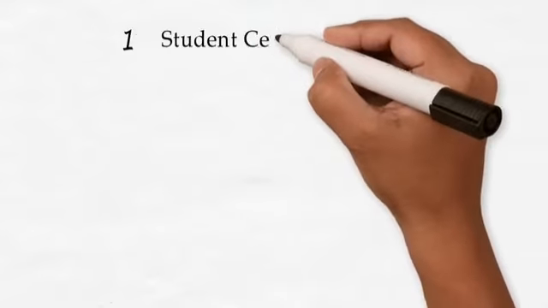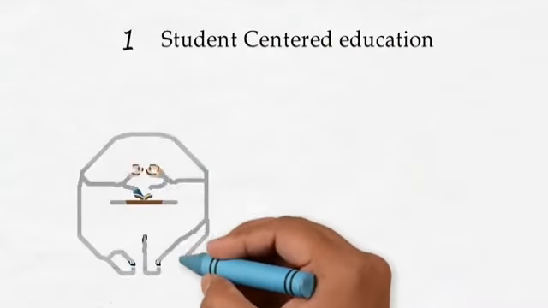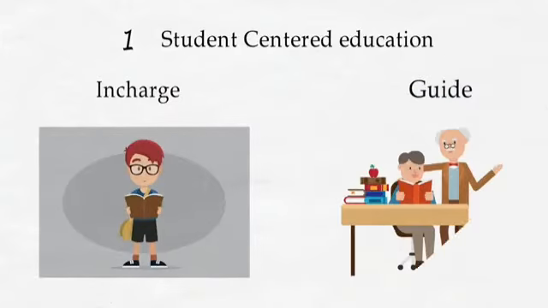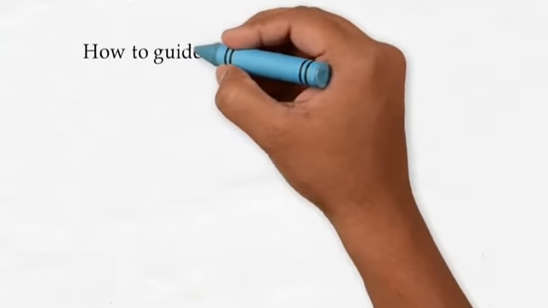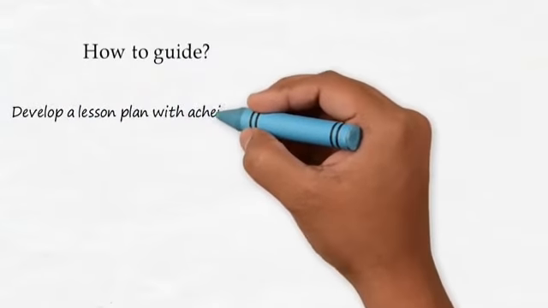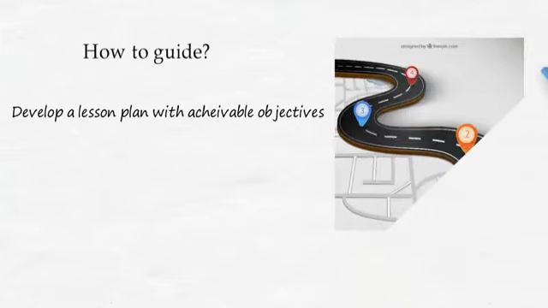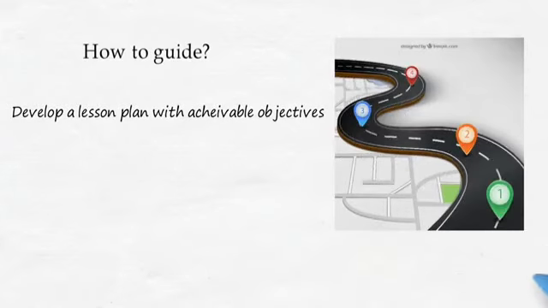Change your pedagogy. That is student-centered education. Here the students are in charge of the learning and the teacher is just a guide. And what should a guide do? The guide should develop a clear lesson plan based on what the students know already and where they should be after learning the lesson and how they will achieve it.